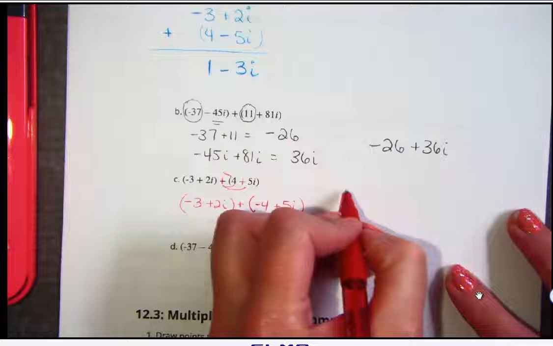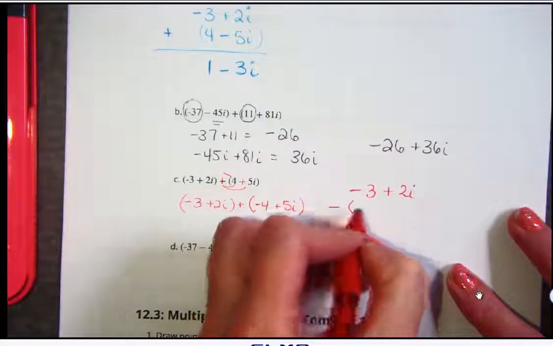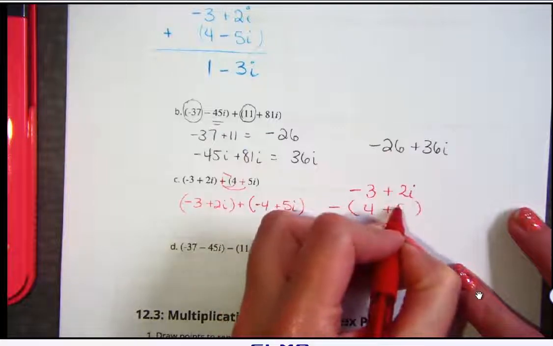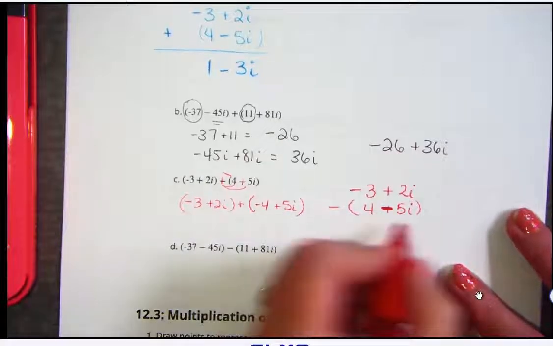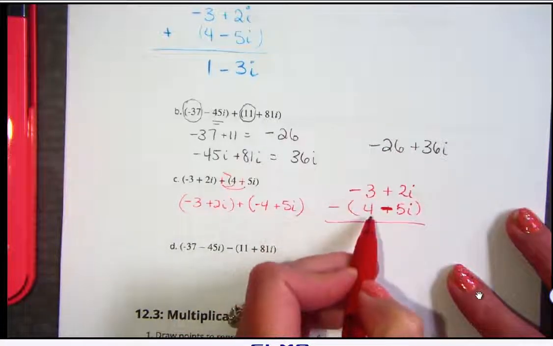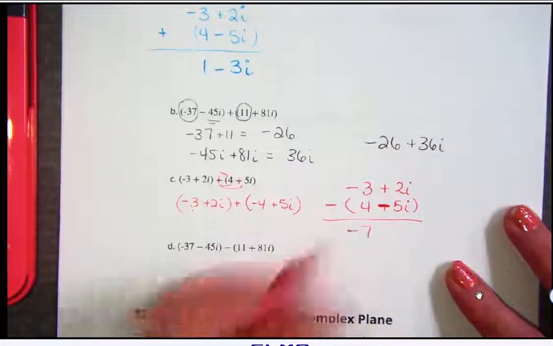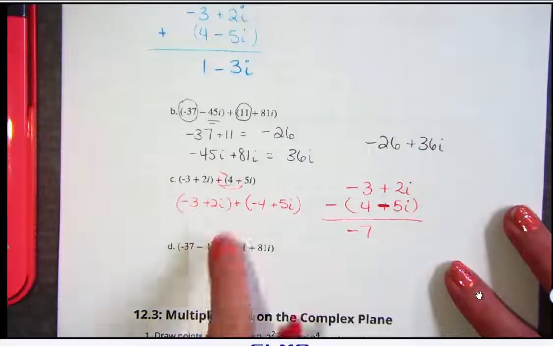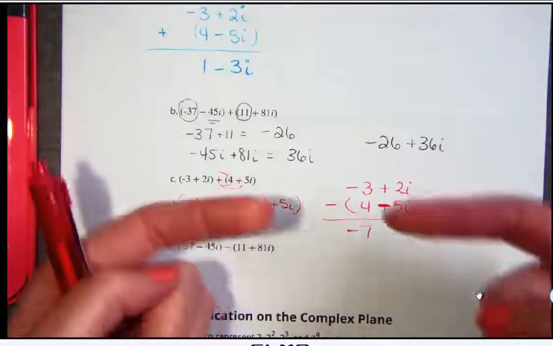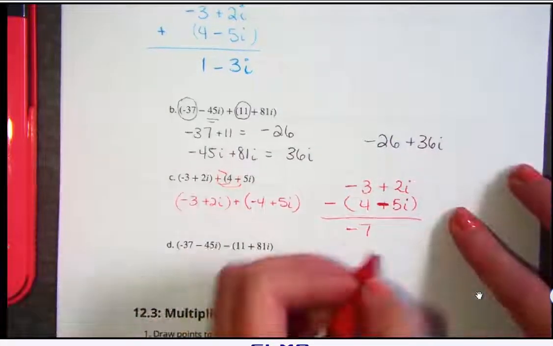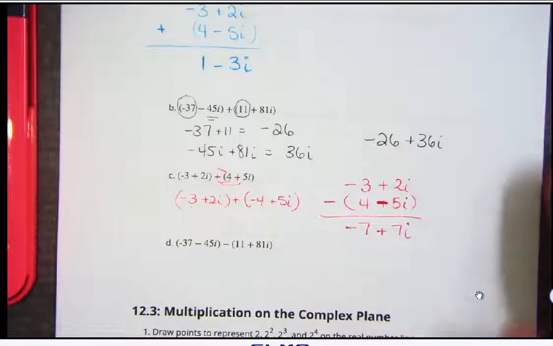Or maybe you just like to stack it up and keep on remembering that you are doing subtraction. No, that's a minus. Sorry about that. Negative 3 minus 4 more, or negative 3 plus negative 4, is a negative 7. 2i plus 5i, or 2i minus negative, builds a positive. Negative 7 plus 7i.